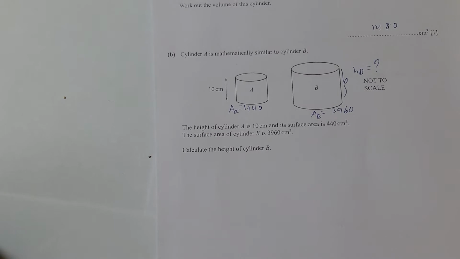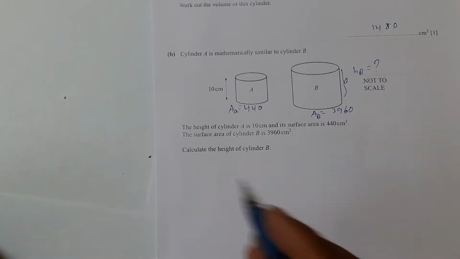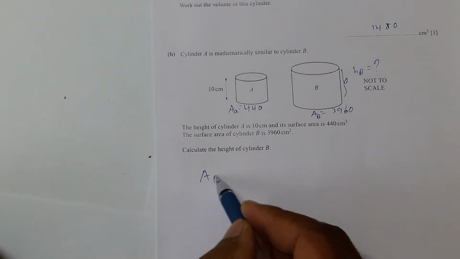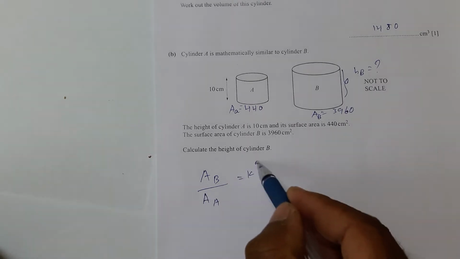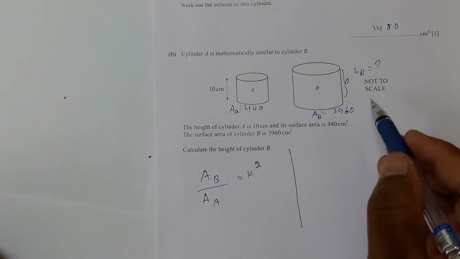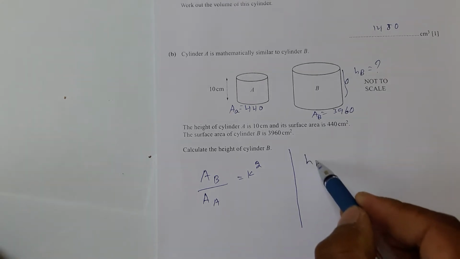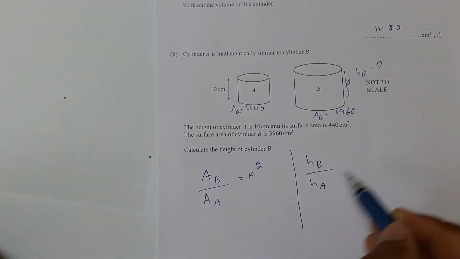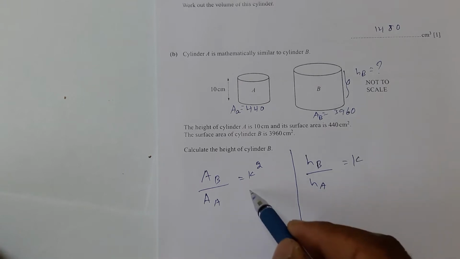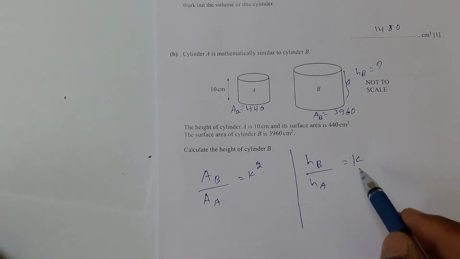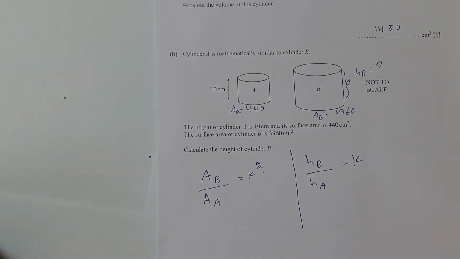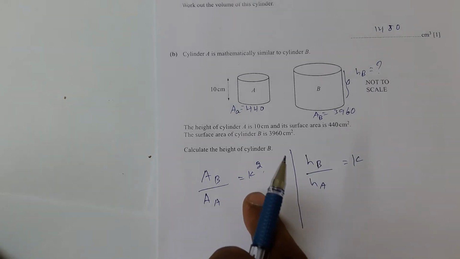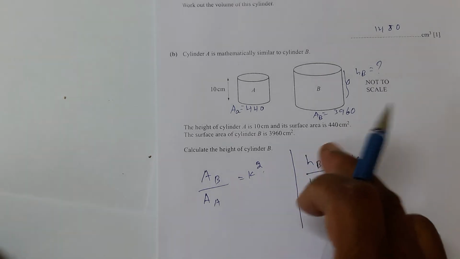When area is given, can I find the scale factor? Yes, so let me consider area of B by area of A is k square. I want the heights, so height of B by height of A equals k. Only for the area you get k square. For the ratio of their sides you get only k. If you have understood this, the sum is easy. Get k from here, replace it here, you get the height.